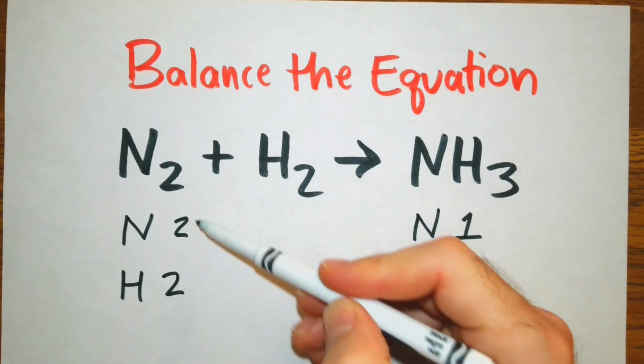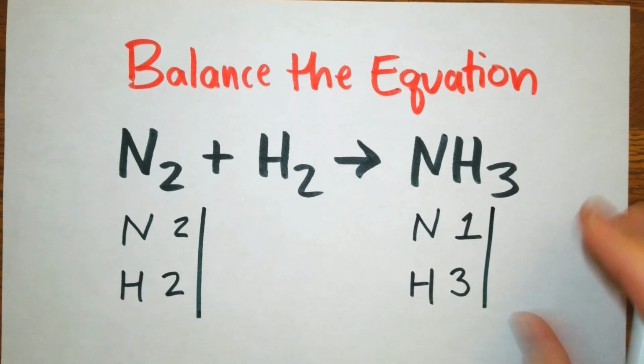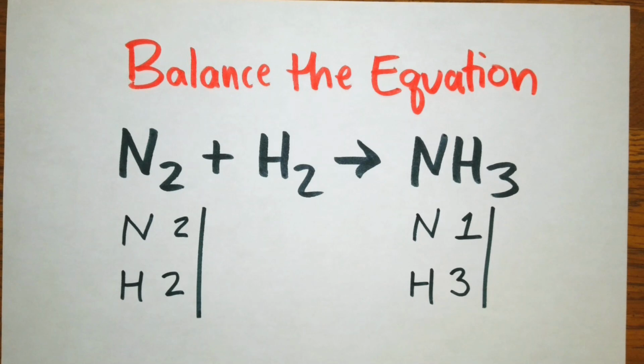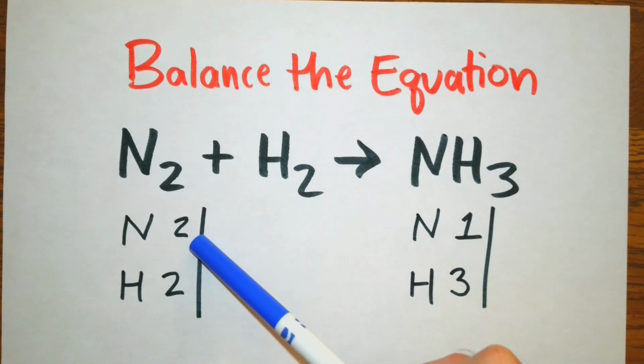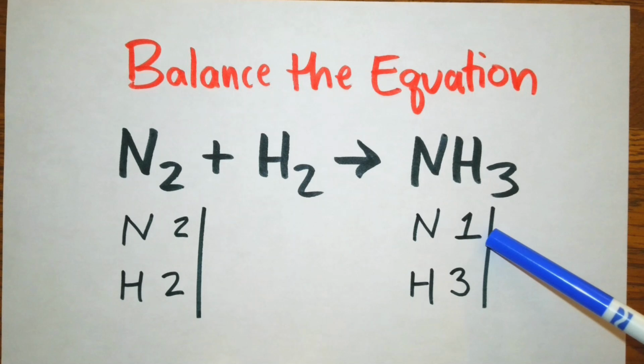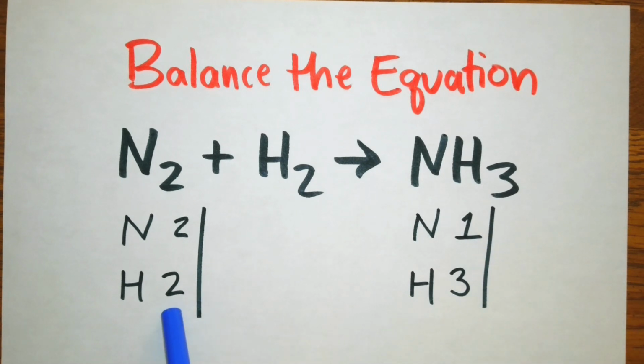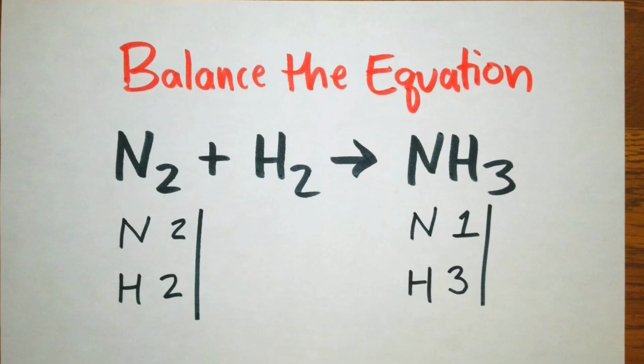Okay. So this is our before, and I just draw a line to separate the process. And we have two nitrogens on the reactant side and one nitrogen here on the product side, so those are unbalanced. We have two hydrogens, and then we have 3 hydrogens. Both of those are unbalanced. So let's start playing with some numbers.